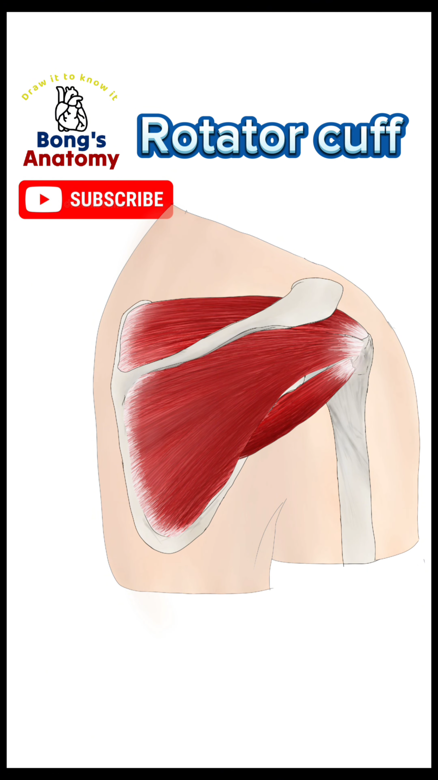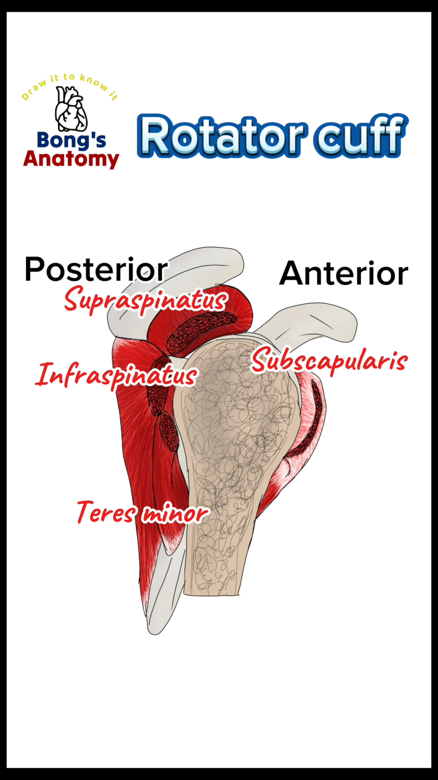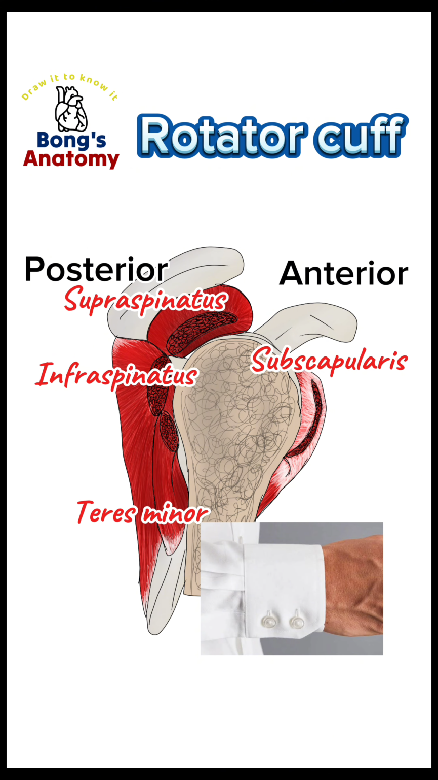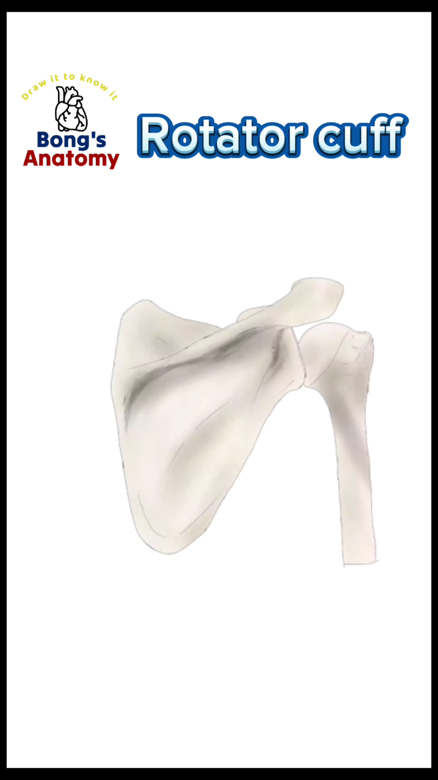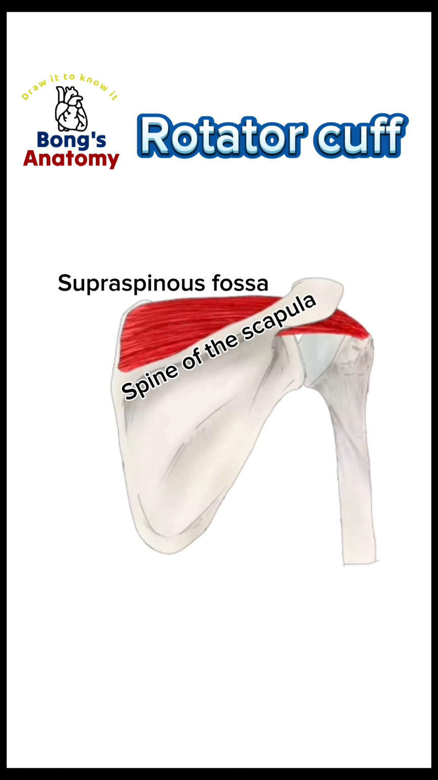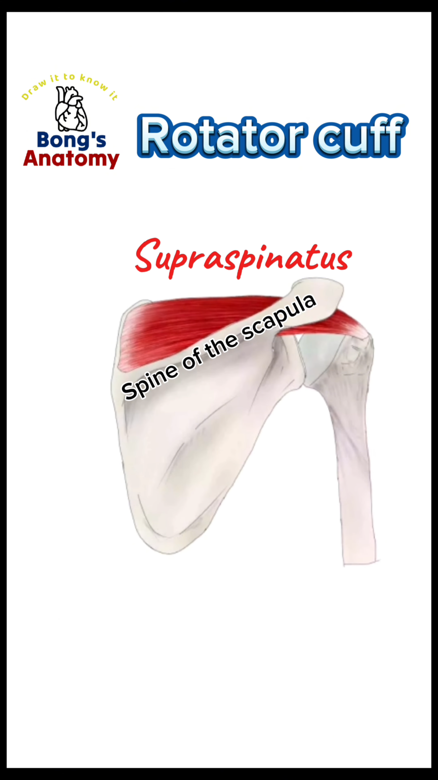Rotator cuff muscles. 3 posterior and 1 anterior muscles are building a cuff-like structure, as you can see on this image. So, we call it rotator cuff muscles. It is important to understand the logic of the nomenclature. We can see the spine of the scapula. Superior means above others, and this muscle is above the spine. So, we call it supraspinatus.